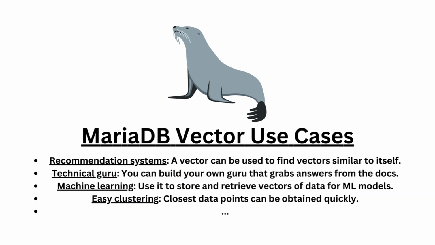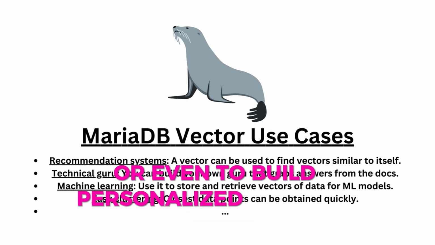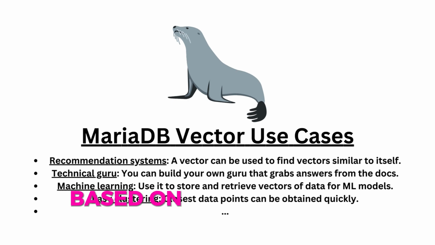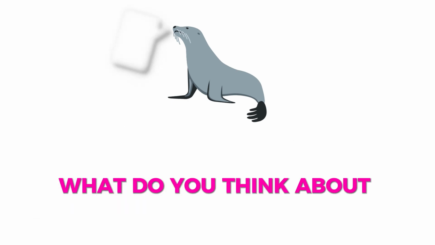find related rows in a table without manually labeling them, or even to build personalized product recommendations based on user behavior. What do you think about MariaDB Vector Search?